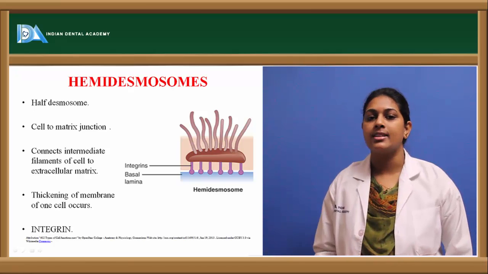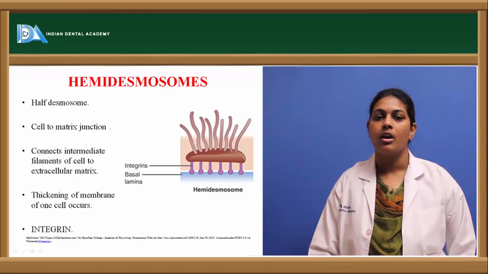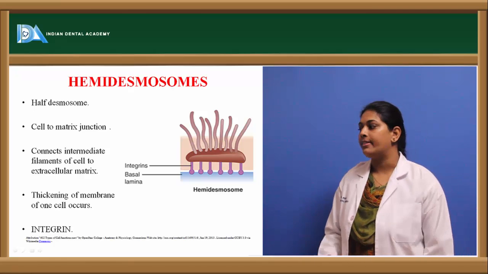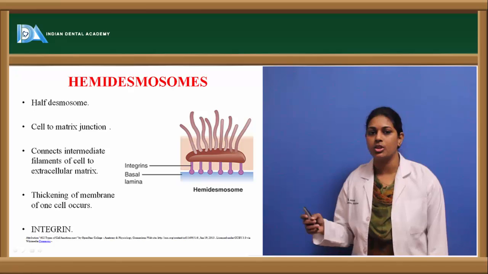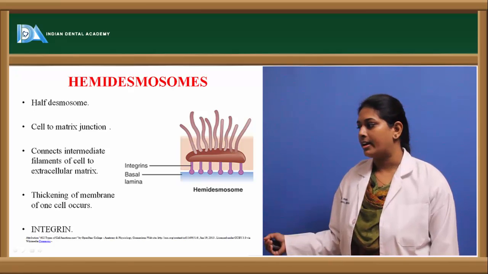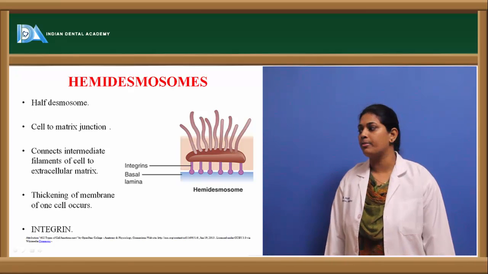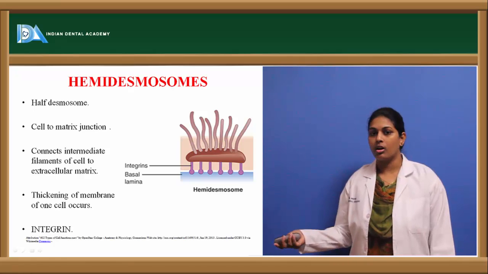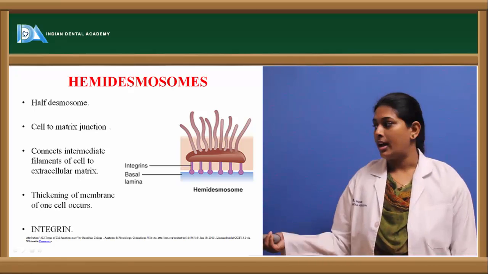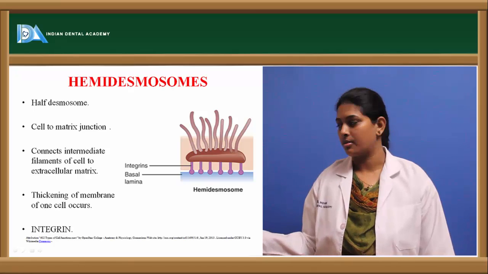It is majorly seen as a junction between the cell and the matrix, but not between the adjacent cells. It connects the intermediate filaments of the cells to the extracellular matrix, and there is thickening of the membrane of only one cell. So the major protein involved in the hemidesmosomal junction is the integrins.